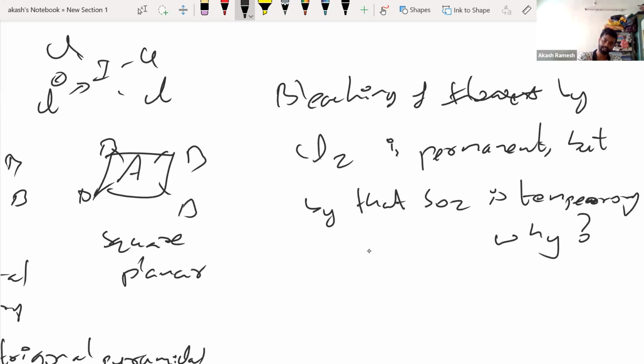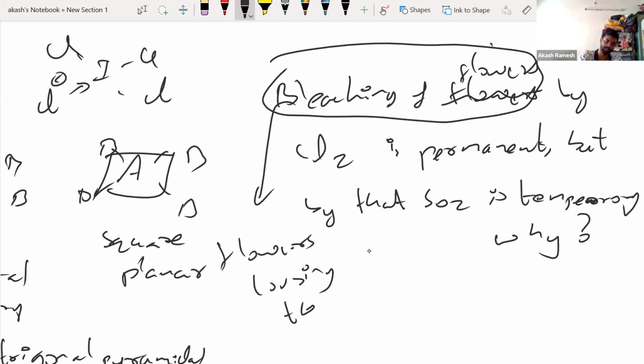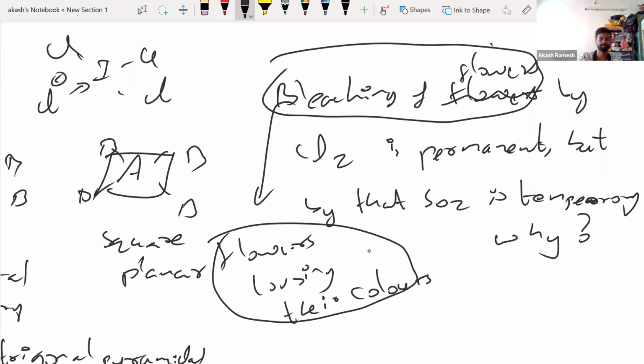See, when I say bleaching of flowers, basically bleaching of flowers means flowers losing their color is what I'm trying to ask you. When I say flowers are bleached, their color is lost. So bleaching of flowers by chlorine undergoes oxidation. Okay, continue. And by SO2 it is reduction.